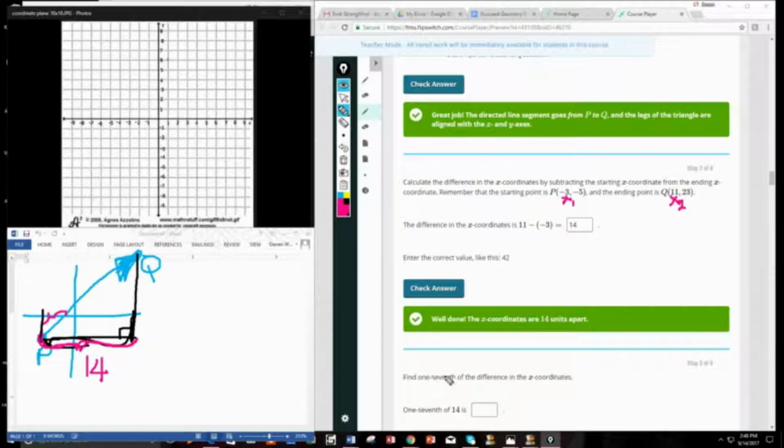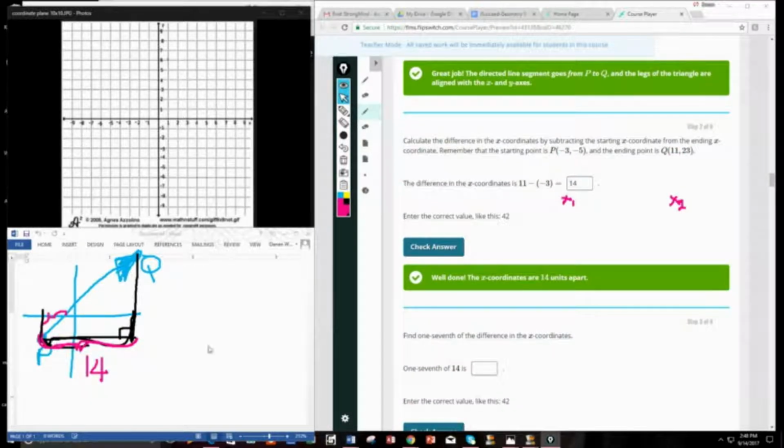Okay, now find 1/7 of the difference. So why are we finding 1/7? Because we want to find 1/7 of our ending distance, and we're going to create a similar triangle that is 1/7 this way, 1/7 this way, and 1/7 that way. Okay, so now I want to find out how long is 1/7 of that distance. So this distance, 14, what is 1/7 of it?